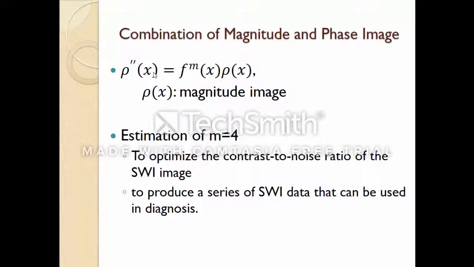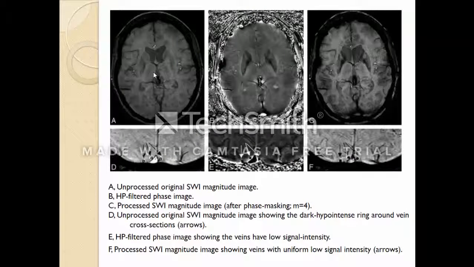As you can see, the phase mask function is multiplied with the magnitude image more than one time, and this creates a new image with a different contrast. This number of multiplications, n, is estimated as 4 in order to optimize the contrast to noise ratio of the SWI image and to produce a series of SWI data that can be used in diagnosis. Here you can see all of the processes before.